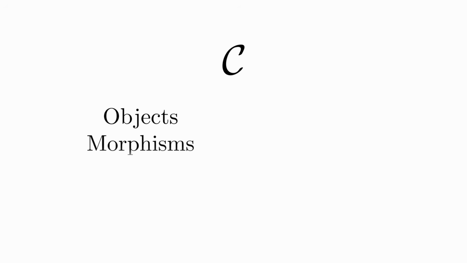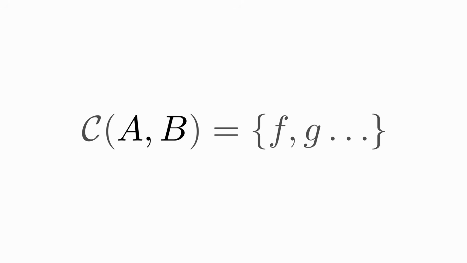Categories also have morphisms. For any two objects, A and B, the category has a set of morphisms from A to B. Morphisms are such a general idea that it can be hard to intuitively pin down what we mean by this. I like to think of morphisms as relationships with a direction. There is a morphism from A to B if A is related to B, but B doesn't have to be related to A in return. It could be a one-way connection.